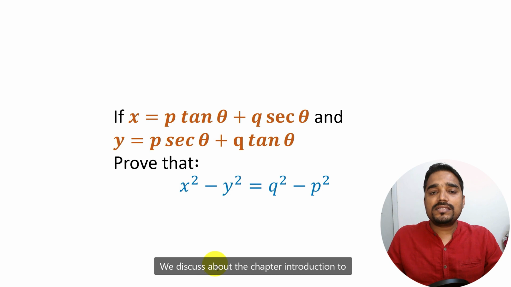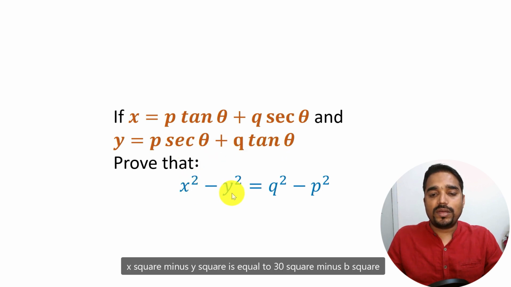In this session, let's discuss the chapter Introduction to Trigonometry, and the numerical we're going to solve is: if x is equal to p tan theta plus q secant theta and y is equal to p secant theta plus q tan theta, prove that x square minus y square is equal to q square minus p square.